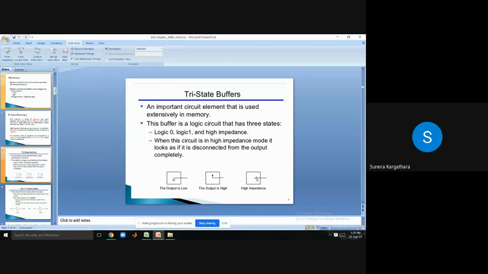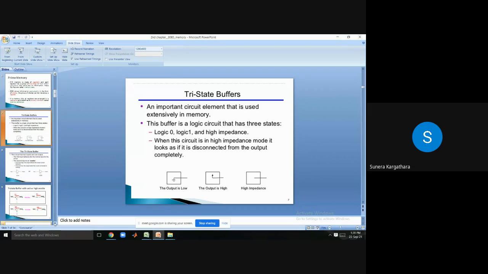Which device will provide the 3-state, the tri-state buffer? The requirement and the function are the same. It will also hold your data, but instead of holding data in 2 states, zeros and ones, it has one more state, and that is the high impedance state. Am I communicating, student? Yes or no? Yes, ma'am.